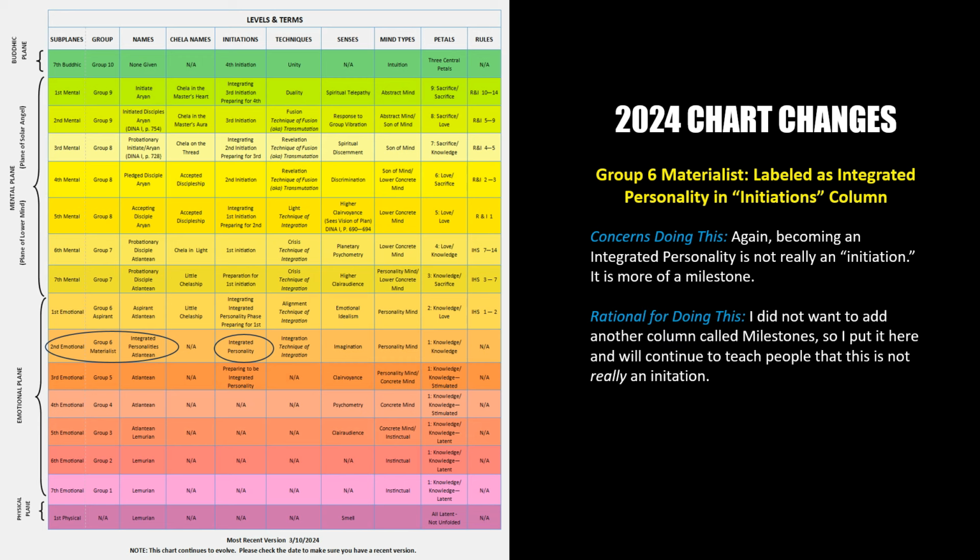And my rationale for doing this is I just didn't want to create another column called milestones. So I put it in here, and I will continue to teach people that this is not really an initiation. And if people really don't like it, maybe I'll do another column called milestones. It's just that the chart is getting so big anyway.